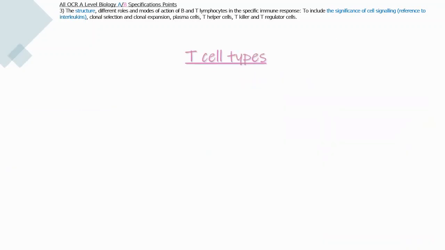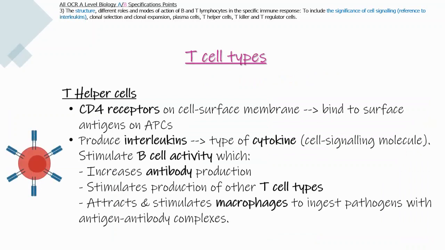So there are several different T cell types. So the first we're going to discuss are T helper cells. So CD4 receptors on the cell surface membrane are what bind to surface antigen on antigen presenting cells. So T helper cells have receptors called CD4 receptors. T helper cells also produce interleukins, and these are a type of cytokine. And these interleukins stimulate B cell activity. And this stimulation allows antibody production to increase. It also stimulates production of other T cell types, as well as attracting and stimulating macrophages in order to ingest pathogens with antigen-antibody complexes during phagocytosis.